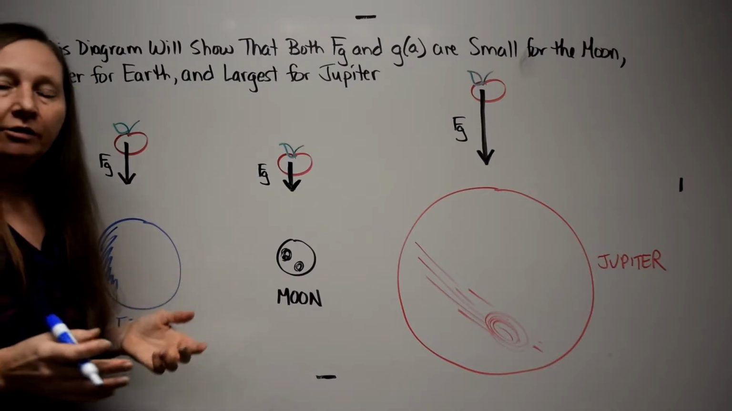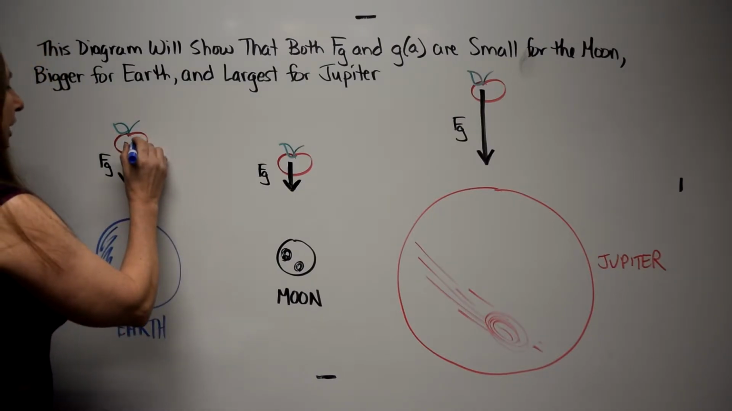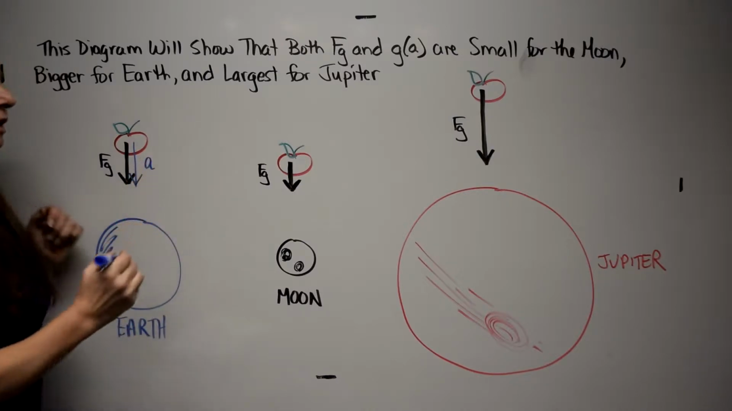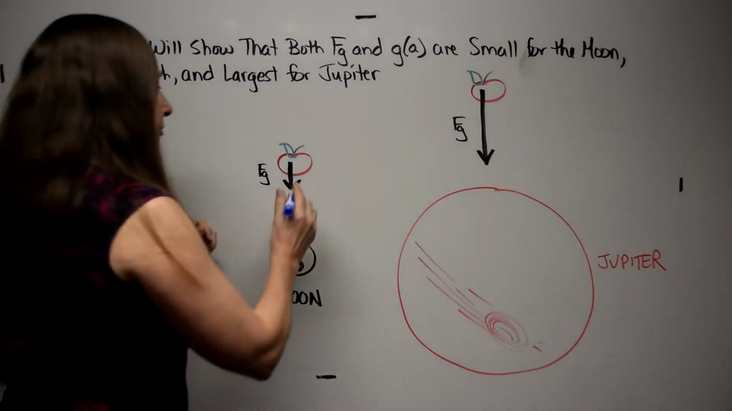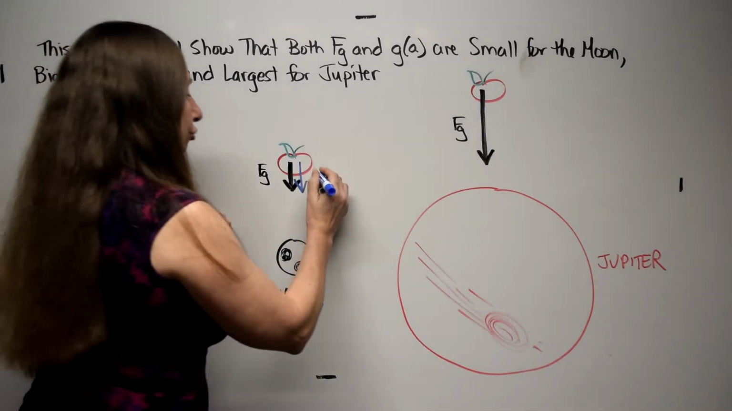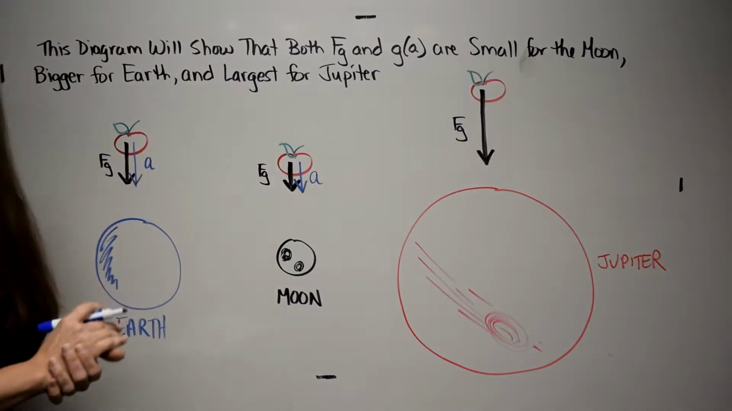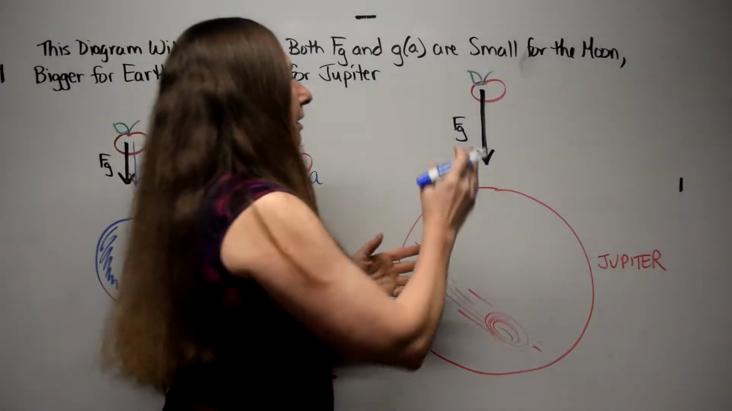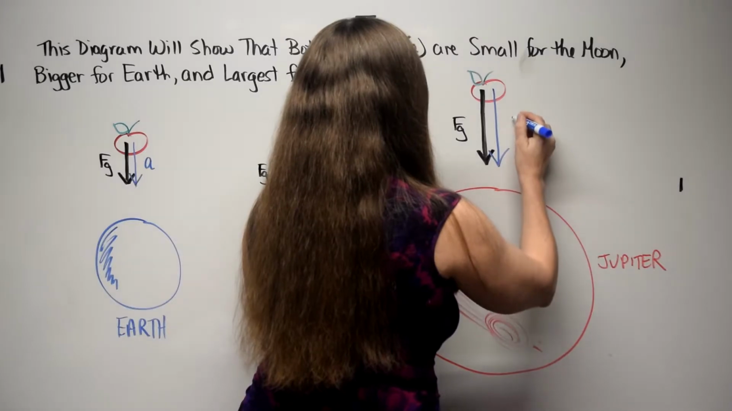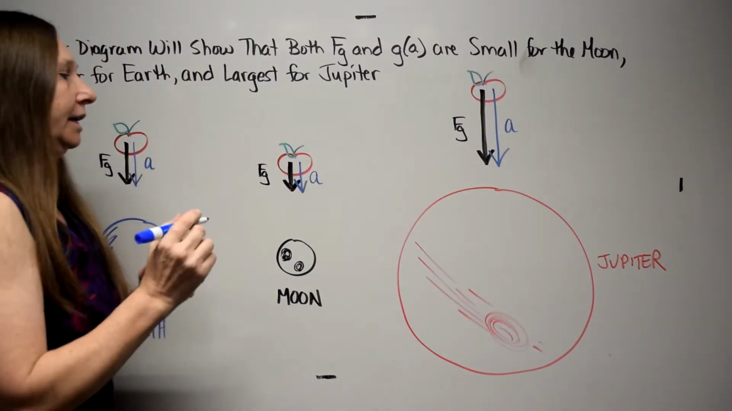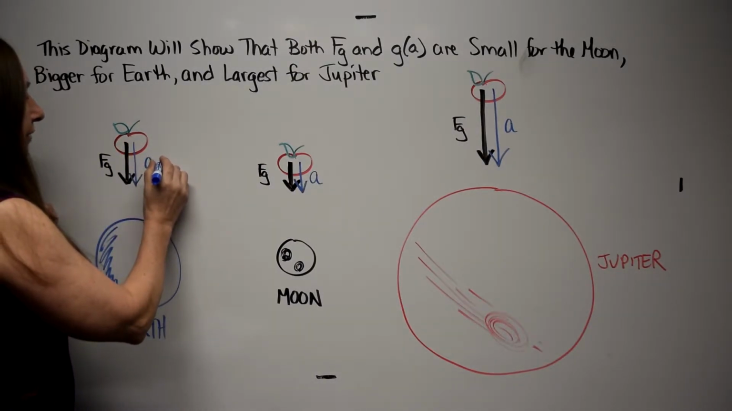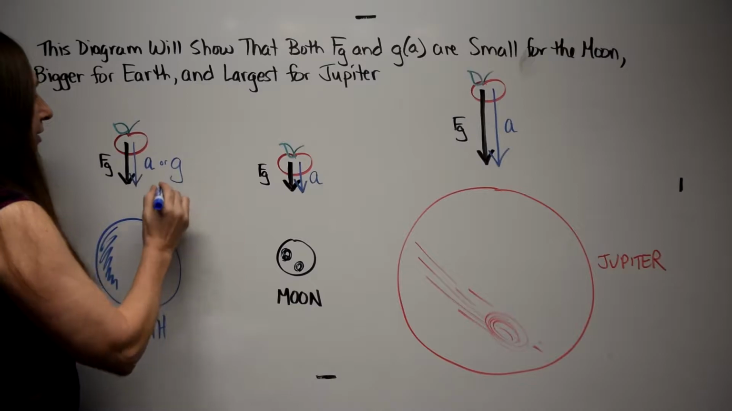Now, of course, acceleration is another vector. I'm going to draw the acceleration with a thin blue line. All right, so here's the acceleration that the apple experiences. On the Moon, the apple would not experience as great an acceleration as it does on the Earth. The same apple above the surface of Jupiter experiences the greatest or largest acceleration due to gravity. And again, you can abbreviate acceleration due to gravity either A or G.